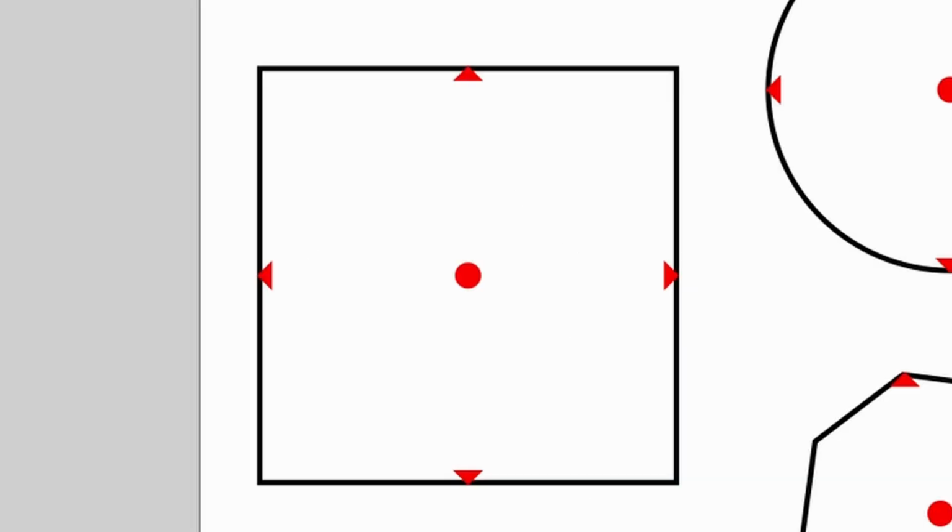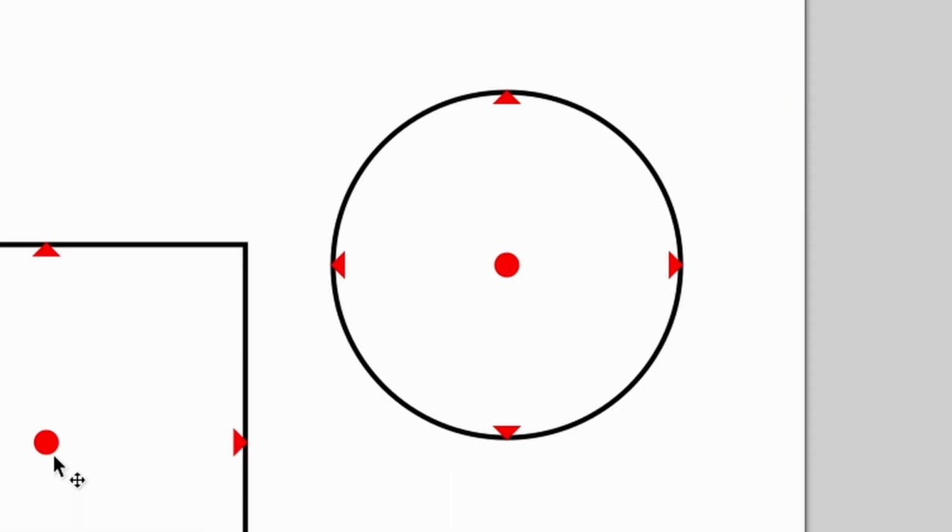So let's take the square for example. When it comes to aligning the square with any other shape or object, you are going to be using one of the 4 points that you can see on each side: the left, the right, the top and the bottom. Or you can align using the center point, which is right there. And this will happen for any other shape too. If you take the circle, you have the center point, and then you have the left, right, top and bottom.